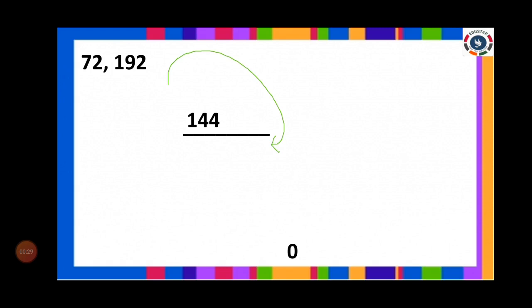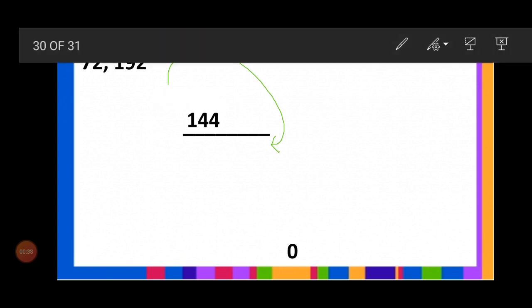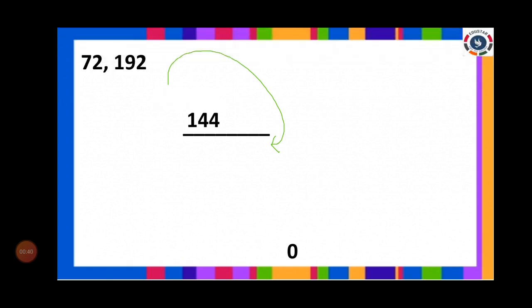So which number we want to write inside and which number we want to write outside, I am going to tell. Which is the smallest value here? 72. So that we want to write outside. And which is the greatest one? That we want to write inside. So the first number is the divisor, the second number is the dividend.